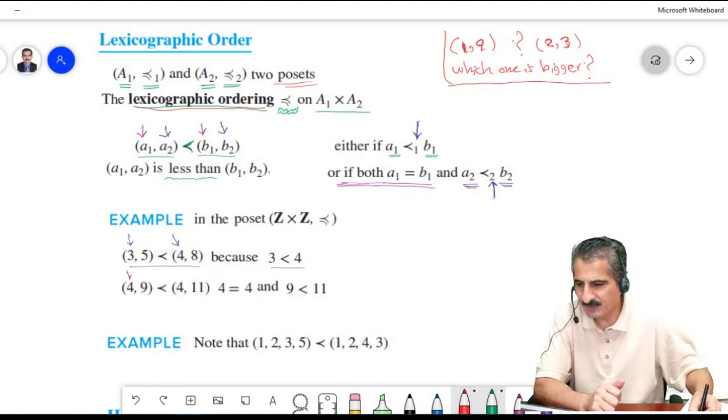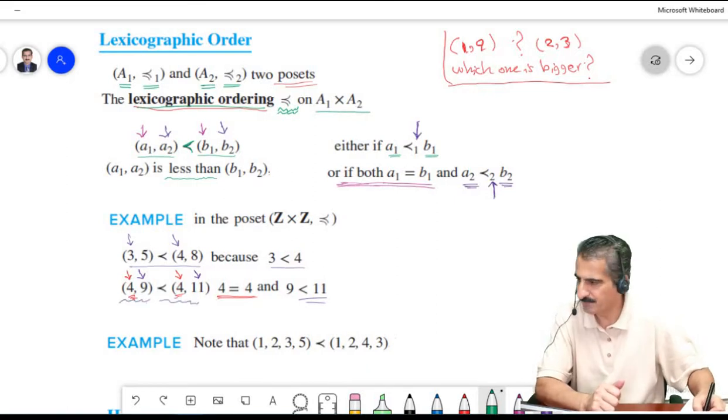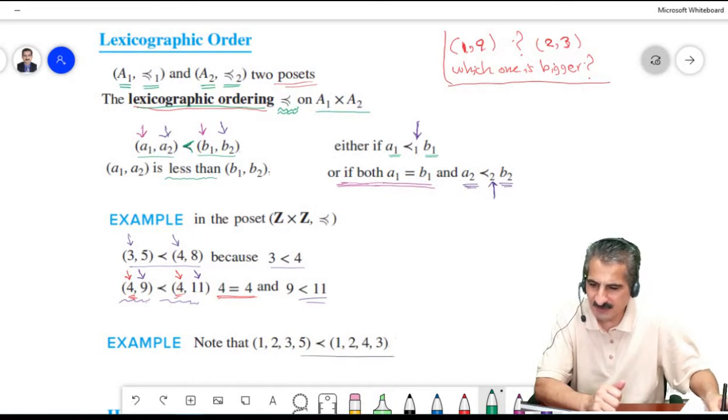First component here is the same as first component here. So what do we do next? We go to the second component. The first components are the same, so we go to the second component now, where we compare 9 and 11, and we find that 9 is less than 11. Then we will say this ordered pair is less than that ordered pair. Okay? Again, we can compare these two 4-tuples.